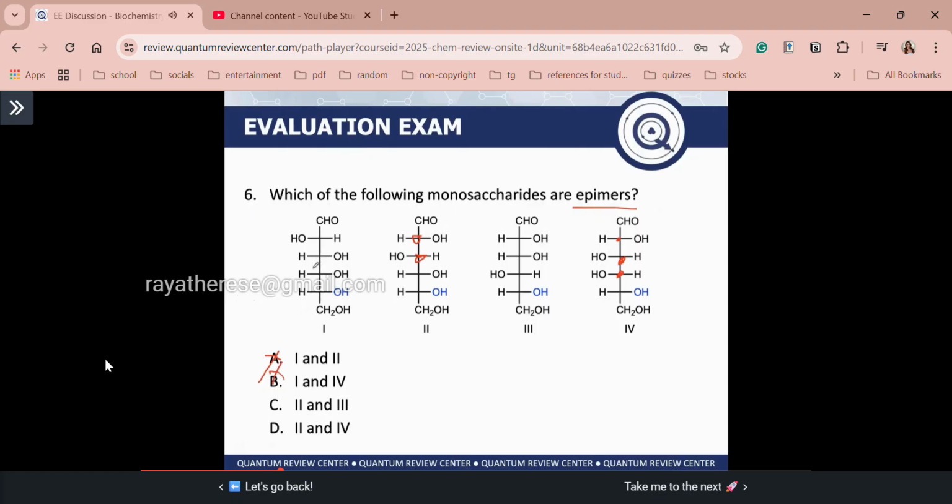So letter C, 2 and 3, class, let's just remove our pen. 2 and 3, again, here is a point of difference. And this is also a point of difference. And clearly, they are not epimeric pairs. So letter D, 2 and 4, let's check. So class, here, clearly, they differ only at one position. If you analyze their structure, they are different only at the C4 position. So clearly, our answer here is letter D. So for number 6, very obvious, letter D is the answer, 2 and 4, they are epimeric at the C4 position.